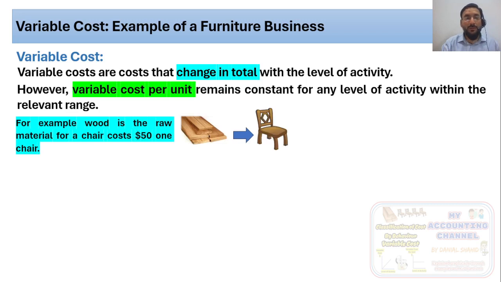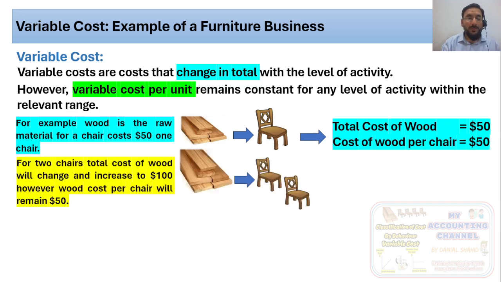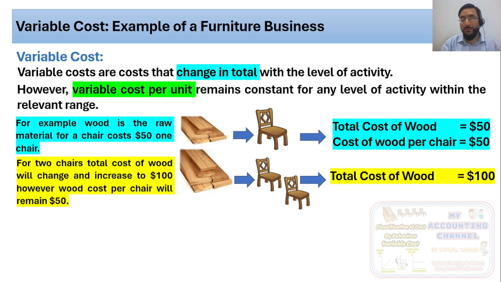So if the business will manufacture one chair, it will cost $50. Total cost of wood will be $50. The cost of wood per chair will be $50. If the business will make two chairs, then the total cost will become double, because now the business is making up a couple of chairs. So for two chairs it will be 100, and the cost of wood per chair will again be 50.